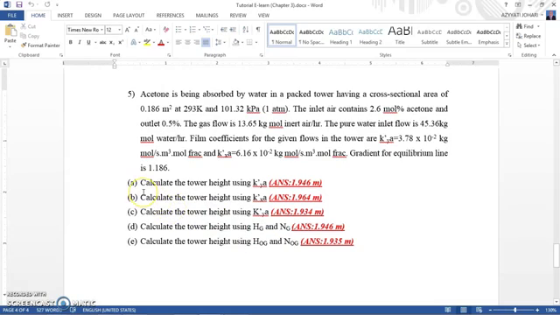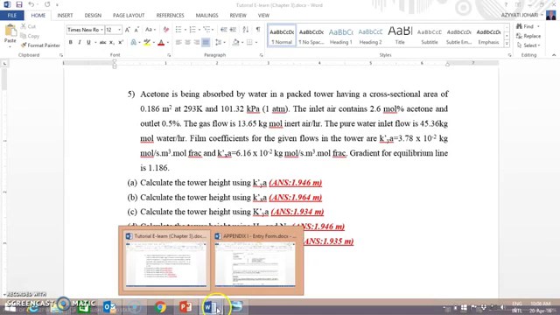So first of all, to answer for A, B, C, D and E, what you need to do is to draw the graph first. So basically, how to solve this kind of question is first you have to draw the diagram of the packed absorption column, which is like this.